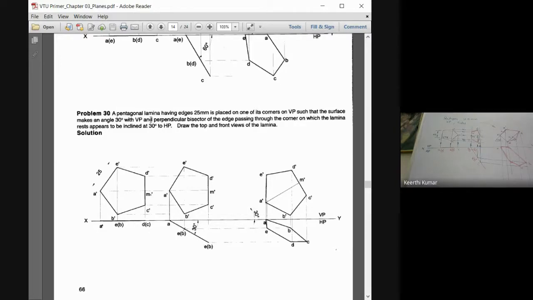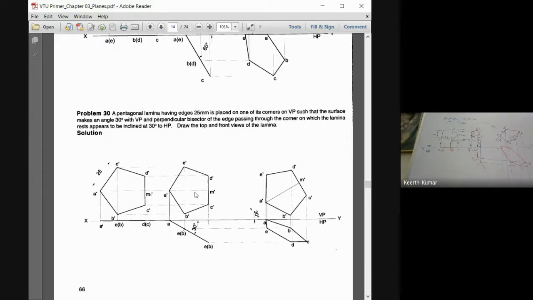Next. And the perpendicular bisector of the edge passing through the corner on which the lamina rests appears to be, this is very important, appears to be, 30 degree to HP. That means the median or bisector, that is A dash and M. See this A dash and M, and here A dash and M, he is asking again that A dash and M has to be rotated to an angle of 30 degree to HP. That means the same line is rotating twice.